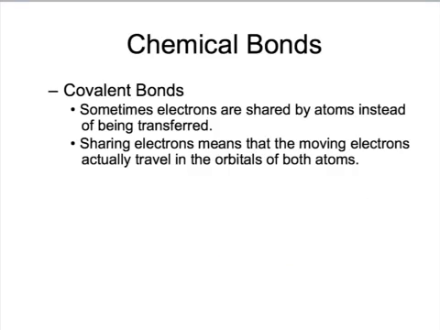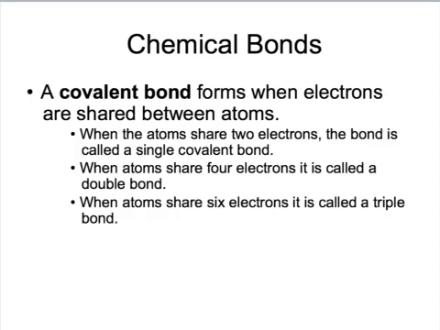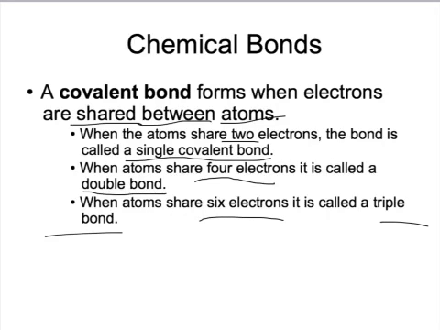Now the other type of bond is known as a covalent bond. Now instead of one element stealing an electron from another one, this is when they will both share the extra valence electron. Now again, a covalent bond is when electrons are shared between atoms. Now, when you have two electrons being shared, this is known as a single covalent bond. When you double that and you have 4 electrons being shared, this is a double bond. And finally, when you have 6 electrons, this is called a triple covalent bond.